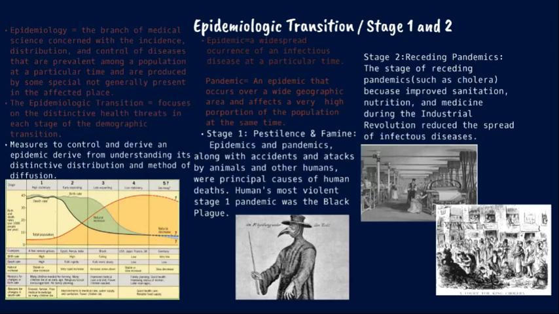Stage 2, routine pandemics. The stage of receding pandemics, such as cholera, because improved sanitation, nutrition, and medicine during the Industrial Revolution reduced the spread of infectious diseases.